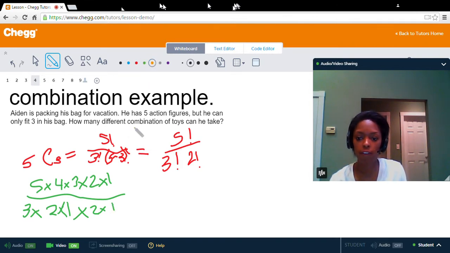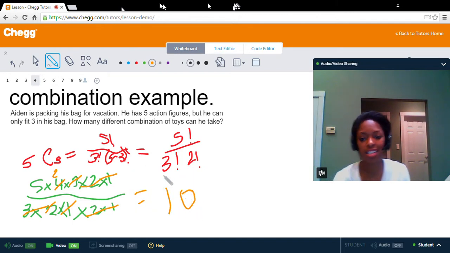And just like we did in the first problem, you're going to want to factor these out. As you can see, we have 2 times 1 in both the numerator and denominator. And you can factor out the 3 because it's up at the numerator also. And then multiplying by 1 doesn't do anything, so go ahead and cross that out. And then you have 2 at the bottom, which 2 goes into 4, so you can divide that, and then you're left with 2 times 5. And then we're left with 10. There is 10 different combinations of toys that Aiden can take for a vacation.